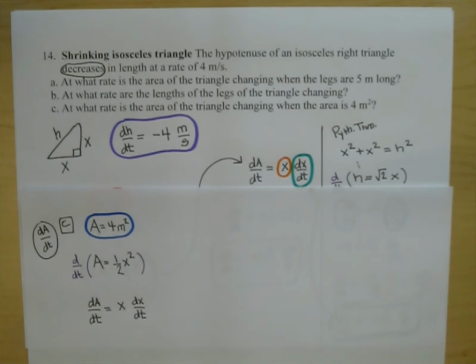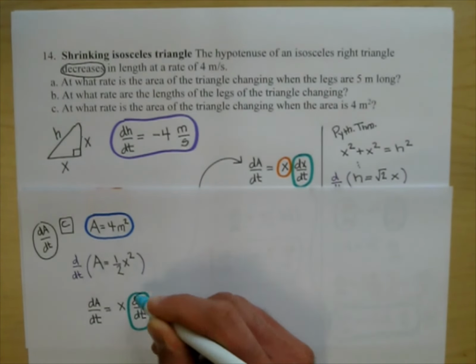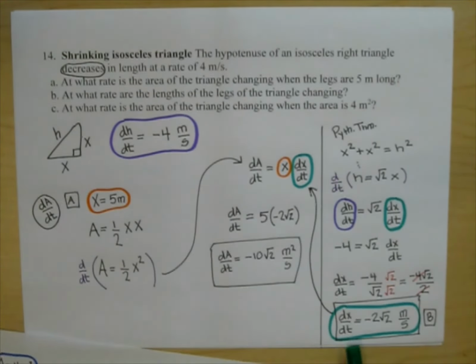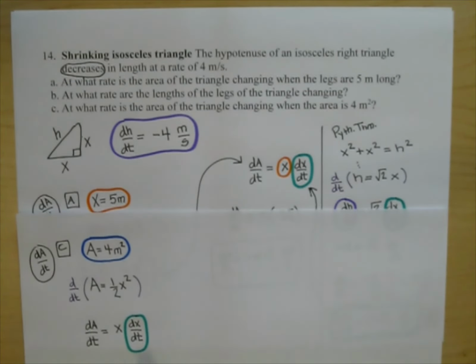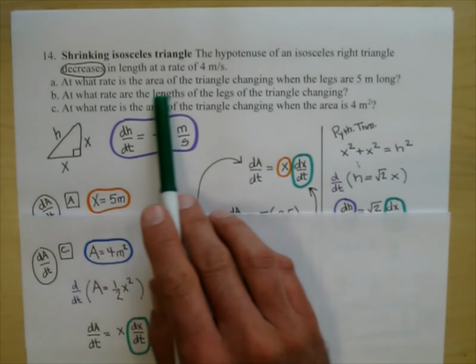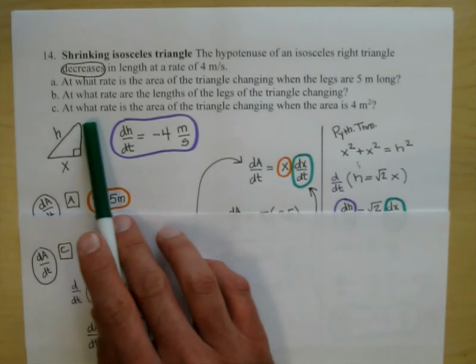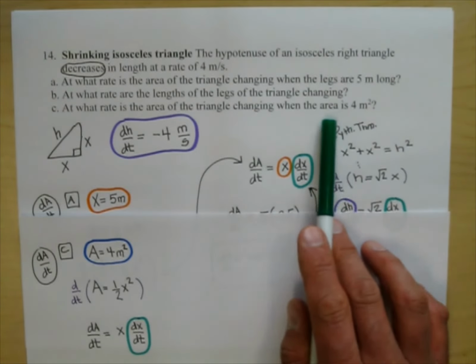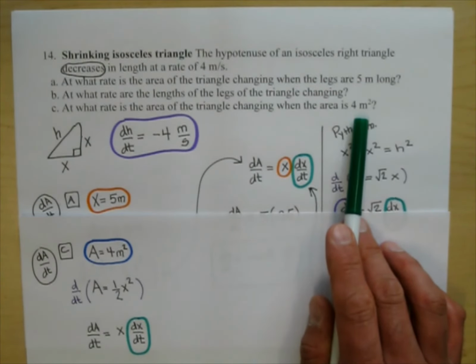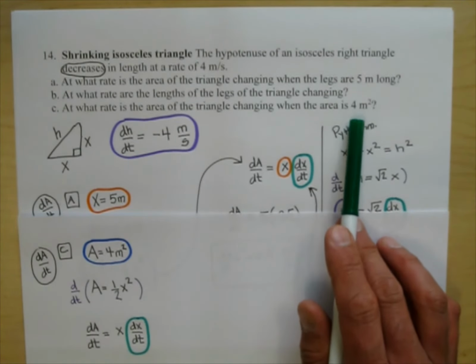Now I know what the x dt is because we computed it right there. Now you might think, well, we know what x is. Isn't x 5? Well, that x was 5 was only for part A. For part C, the x is going to be a different value because the area is 4 meters squared. So x couldn't be 5 and the area be 4 meters squared.